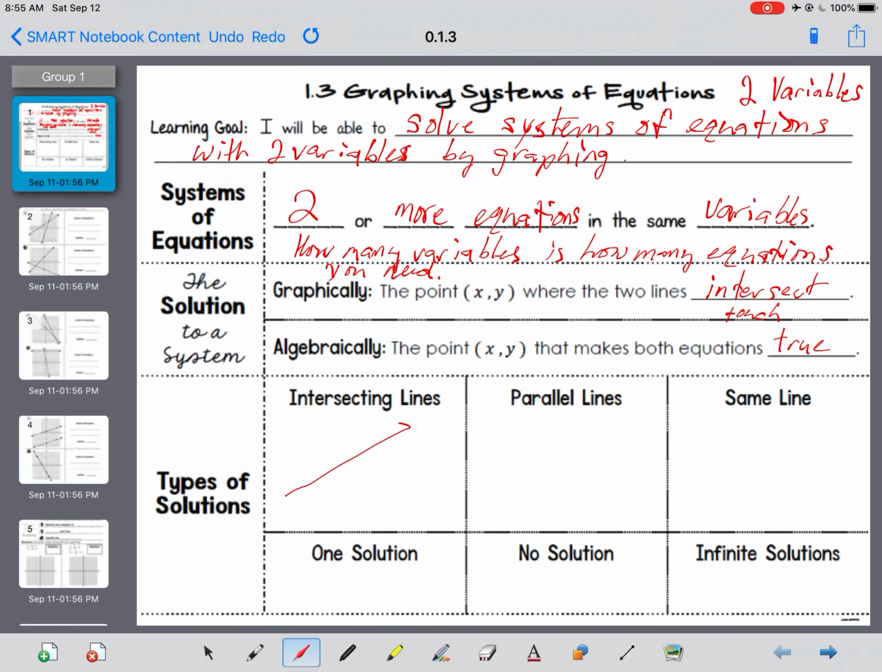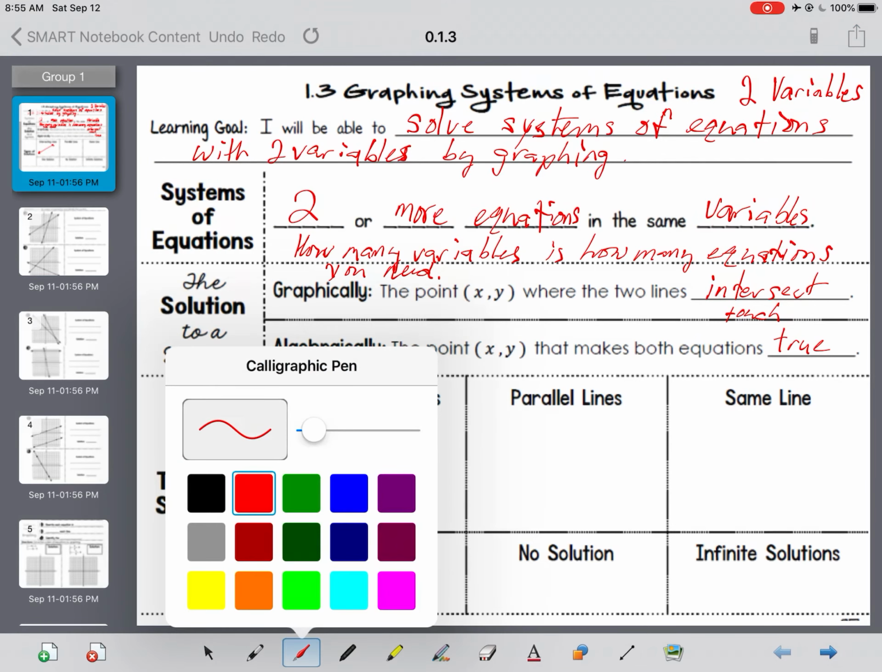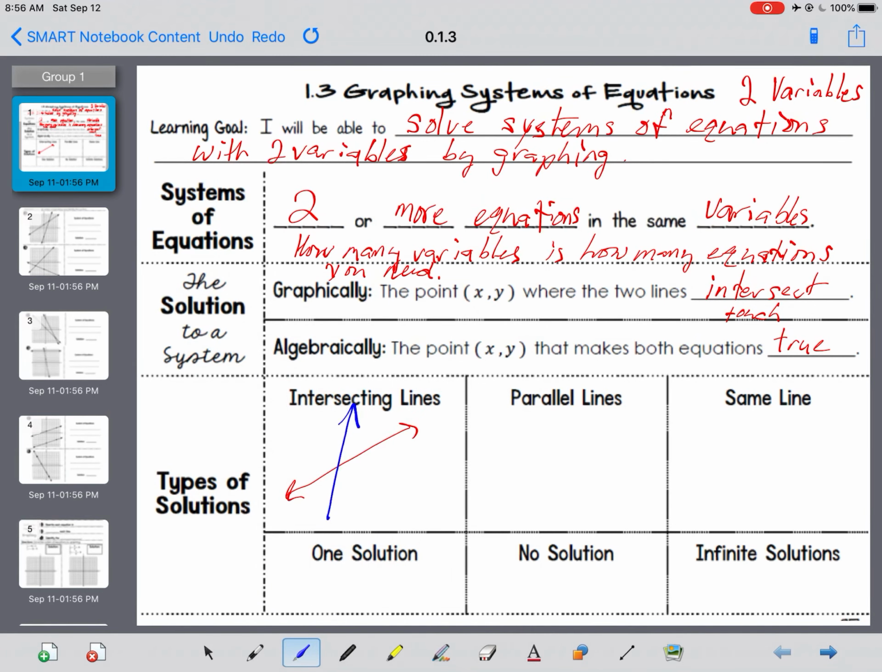Lines that intersect, so you've got a line that goes like this, and you've got a line that goes like that, and they intersect right there. That is going to be one solution, an x, comma, y, a coordinate that is on both lines.